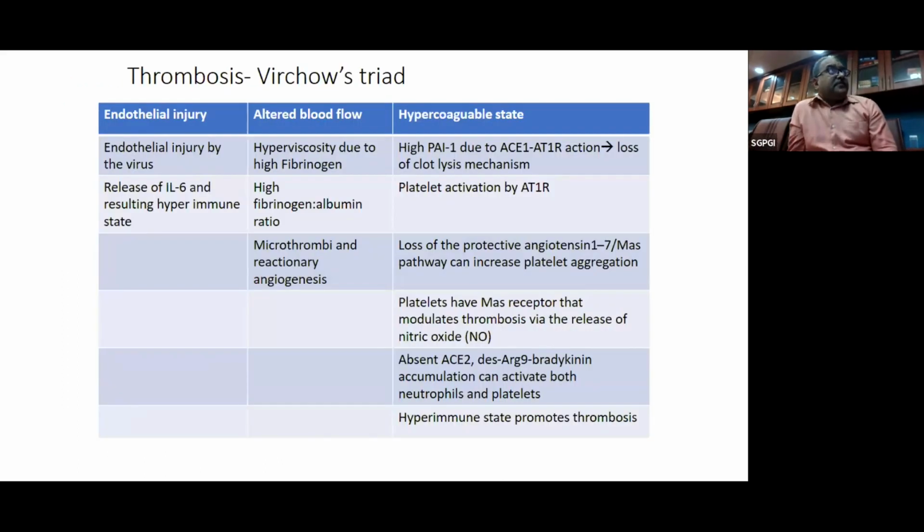So I just try to list here some of these markers for the sake of absolute clarity: there is endothelial injury by the virus, and also there is high plasminogen activator inhibitor 1. So the clot lysis mechanism is disturbed and the patient is in a state of hypercoagulability, which promotes thrombosis. Similarly, platelets are active, so they release a lot of pro-inflammatory and thrombogenic mediators, which promote thrombosis and cause microthrombi.